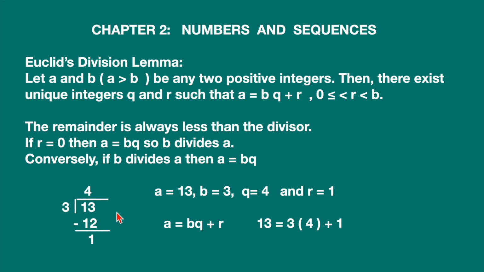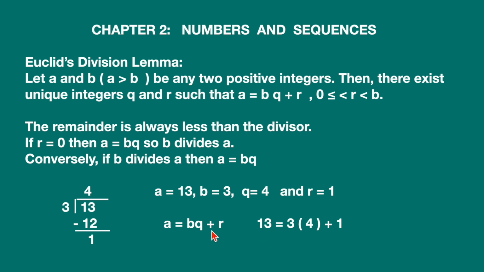So I'm going to write it in this form, a is equal to bq plus r. a is the dividend, 13 is equal to a. b is the divisor. Always remember, we are dividing this a by b. So a is equal to bq, where q is the quotient, plus r, the remainder. So you can see 13 is equal to 3 into 4 plus 1, where 3 is the divisor b, q is the quotient 4, and r is the remainder 1.